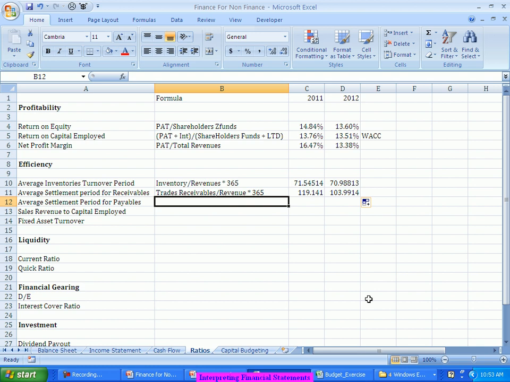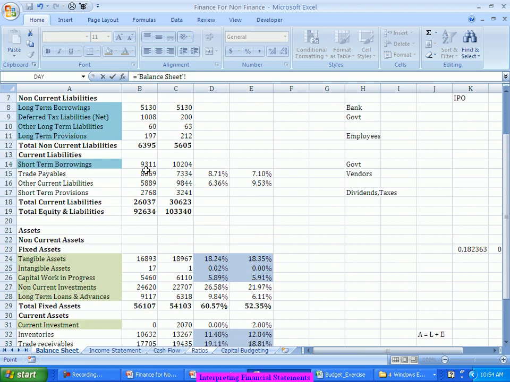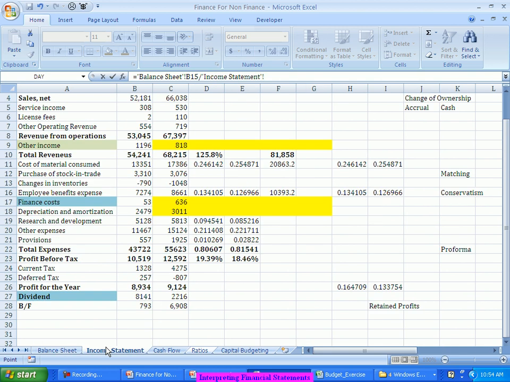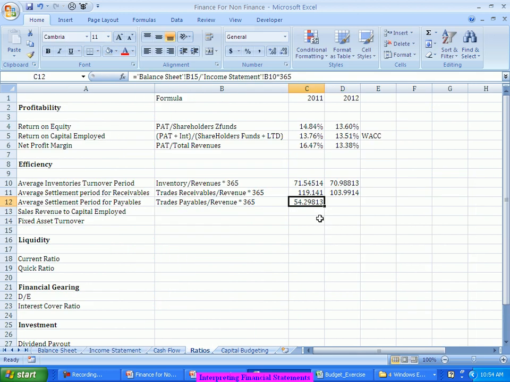Even the same thing here, payables also. So how much time I am taking typically to pay to my vendors? On an average, how many days I am taking to pay to my vendors? Some vendors I may do an immediate payment, cash payment kind of thing. If I am taking a credit payment, again, I may take some days to pay to my vendor. So on an average, how many days I am taking? Trade payables by revenue into 365. So on an average, I am paying off in 54 days itself. So you see, there is some issue. I am paying much, much faster.